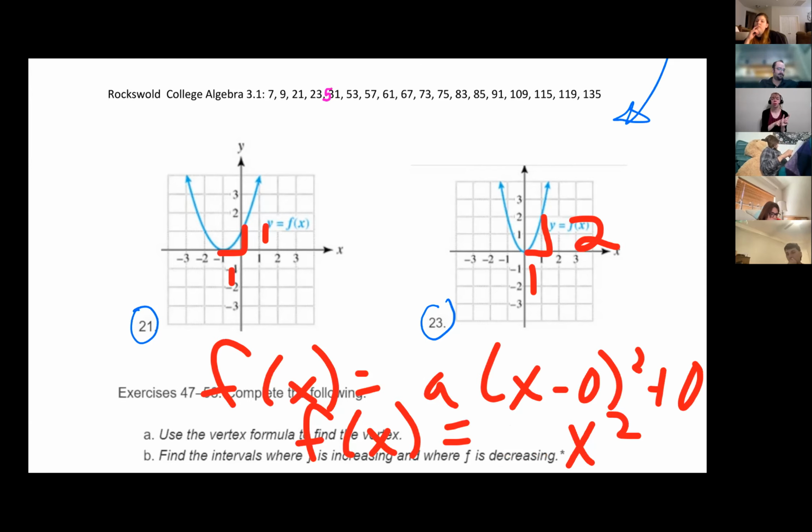2? Is that what I heard? Yes. We're multiplying this by a factor. So 1 times what is going to get me to 2? It's got to be 2. We're stretching it by a factor of 2 is what it looks like.